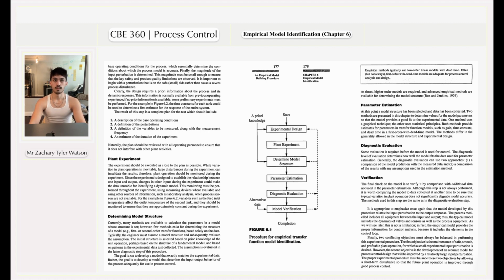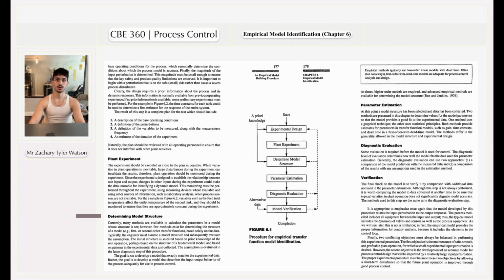The monitoring must be performed throughout the experiment using measuring devices where available and using other sources of information such as laboratory analysis when process sensors are not available. For the example in figure 6.2, variables such as the feed inlet temperature affect the outlet temperature of the second tank, and they should be monitored to ensure that they are approximately constant during the experiment.